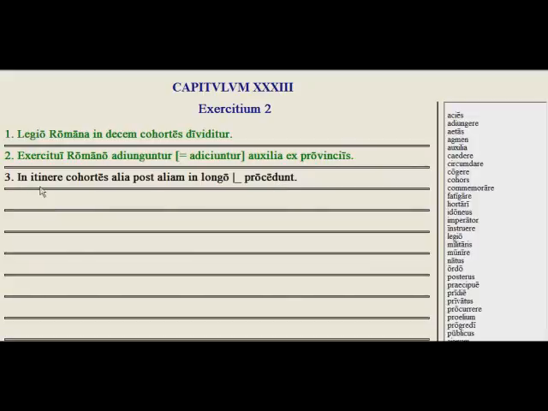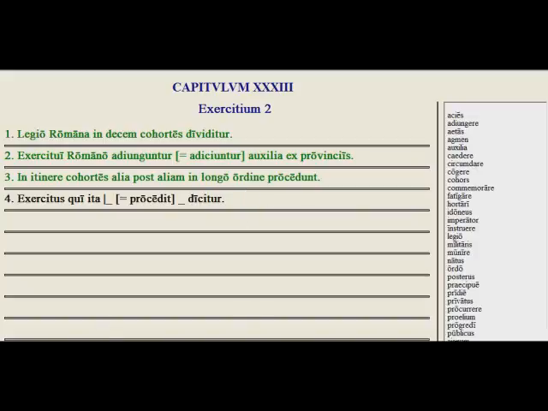So in itinere cohortes alia post aliam in longo blank procedunt. On their march, or on their journey, the cohorts go forward or march one after the other. That's alia post aliam, one after the other in a long, here it could be agmene, battle line, or ordo ordinis, which is just a line or a marching line. So we'll go with ordine, and that's the one, in a long line.